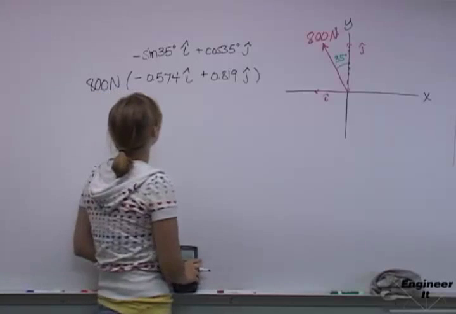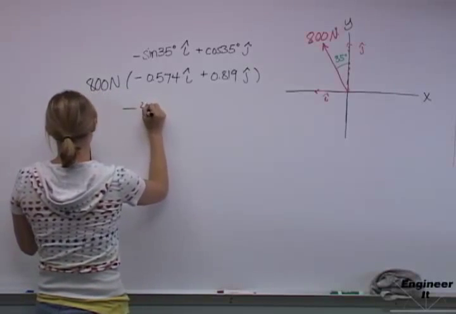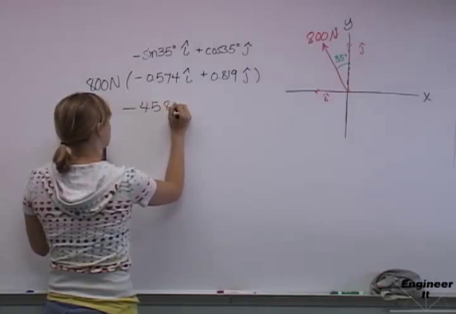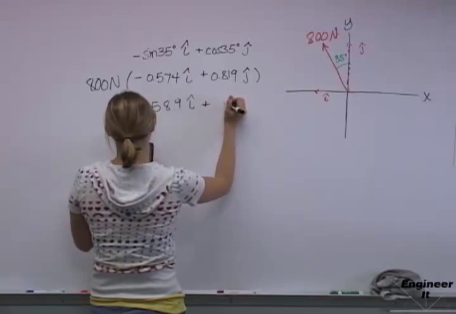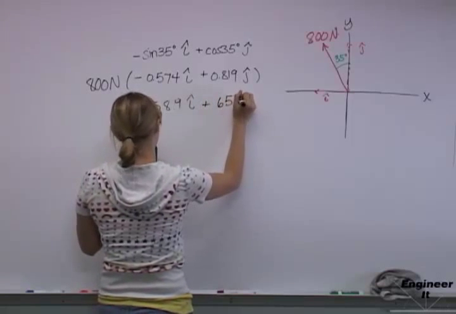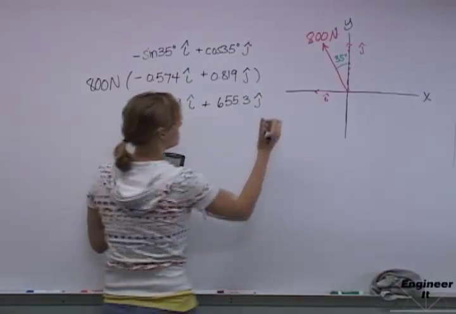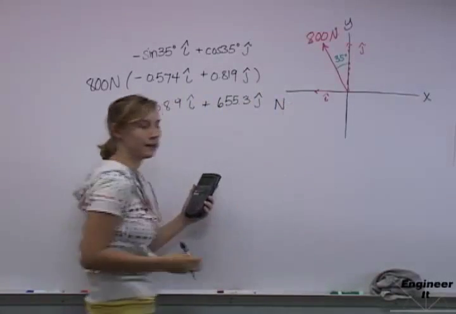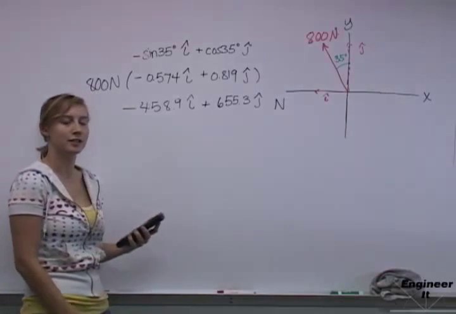So what our values are for that is, again, negative 458.9 in the i direction plus 655.3 in the j direction. And these are both in newtons, so make sure that you put an N on the end for the units. You never want to forget the units. So that's a look at vectors for you.